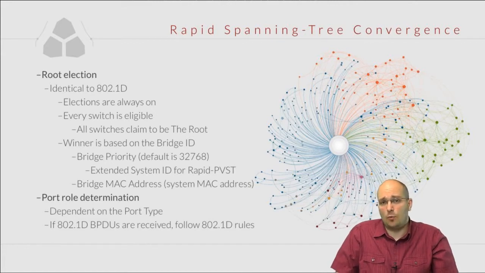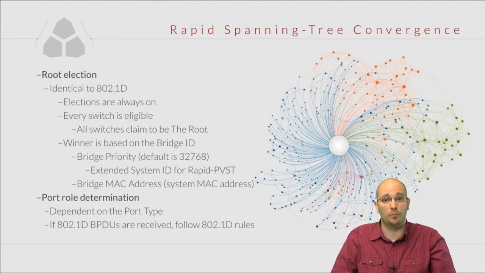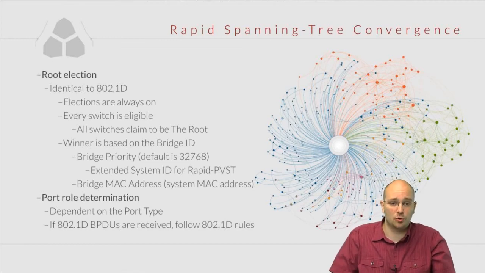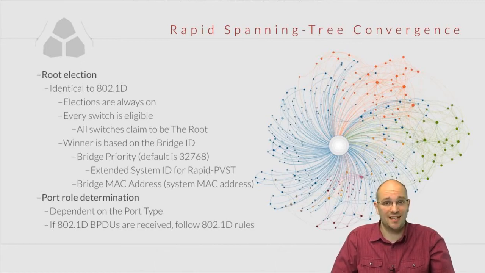And finally, after the root has been elected, each switch needs to calculate the actual spanning tree topology. It needs to determine whether the ports are going to be the root ports, the blocking ports, whatever the port roles actually are there. And in rapid spanning tree, the port roles have also been changed similarly to the port states, and I'm going to talk about that in just a minute. So the port role determination is based on two things.